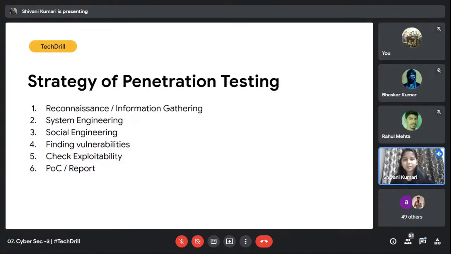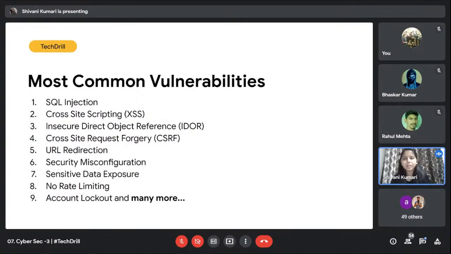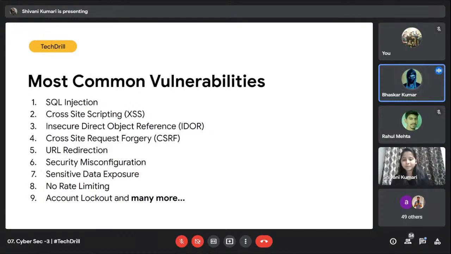Okay, moving forward, we have the most common vulnerabilities, and I'll invite Bhaskar. I'll take this slide for now. SQL injection, right? We have discussed this in an earlier week also. Can anyone come up and say what SQL injection is? If you know, even a basic answer will be fine.